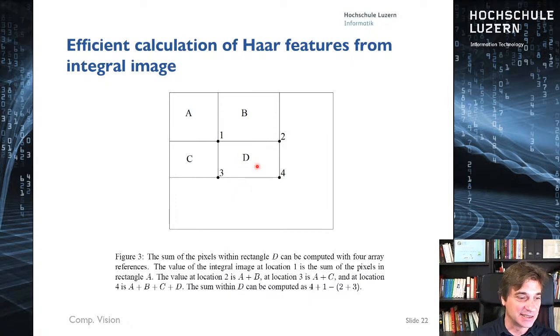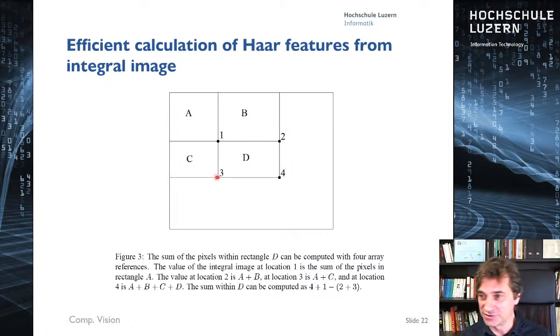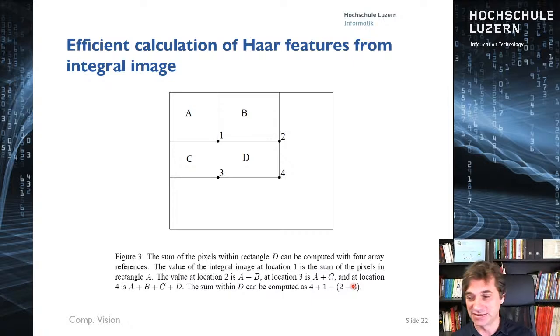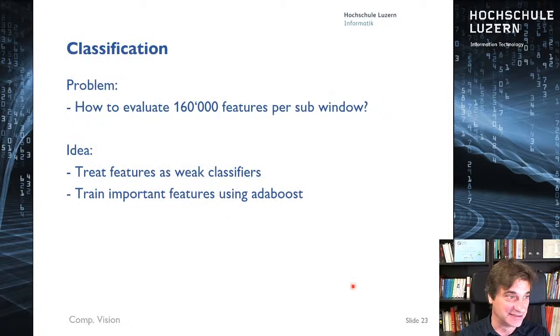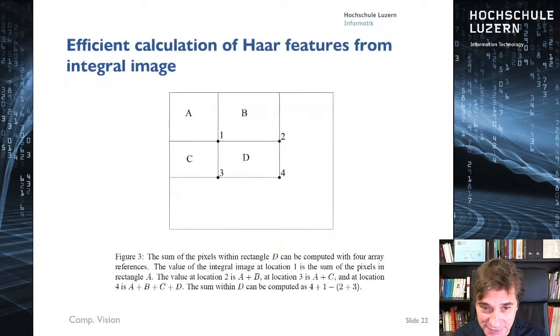So at the end, the sum of D can simply be calculated from the integral image by the value at position 4 plus the value at position 1 minus the value at position 2 minus the value at position 3. So it's just a sum of 4 values instead of doing the expensive filter operation, which is of course much faster. Okay, let's have a quick example here.